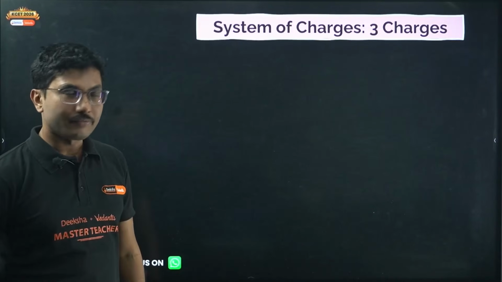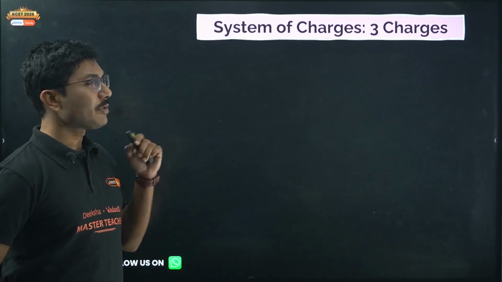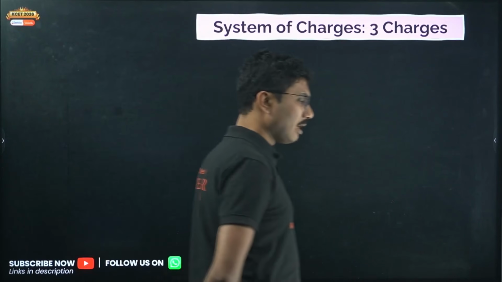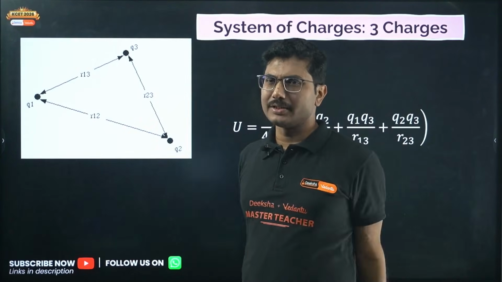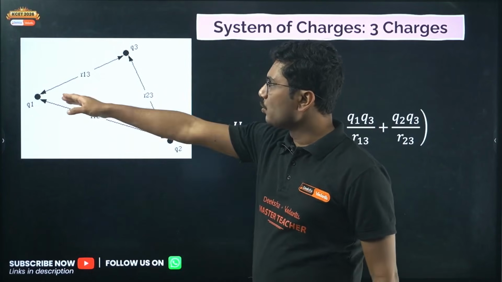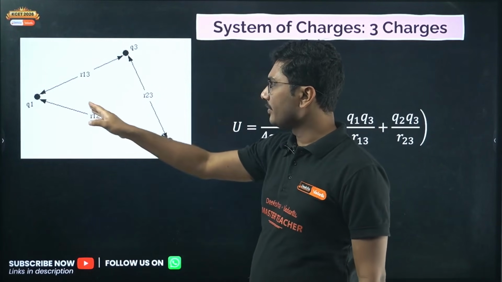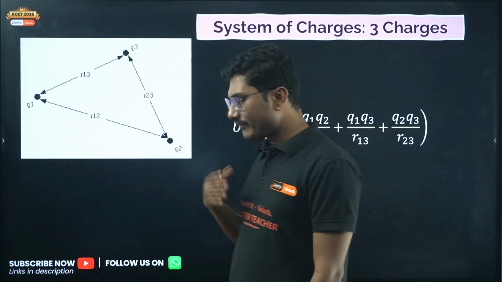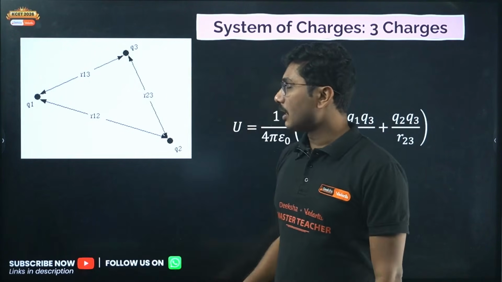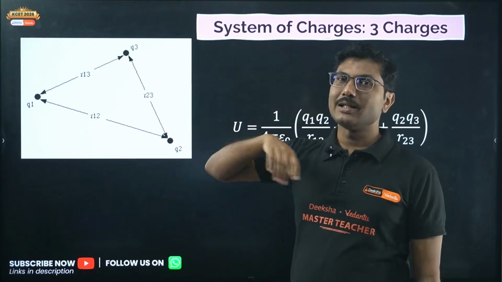Many students confuse. Anyway, system of charges, now we are discussing three charges. Now we only have three charges, external field is 0. So we have Q1, Q2, Q3. The distances are given R12, R13 and R23. Now this is a very particular situation. So how can we find the potential energy?